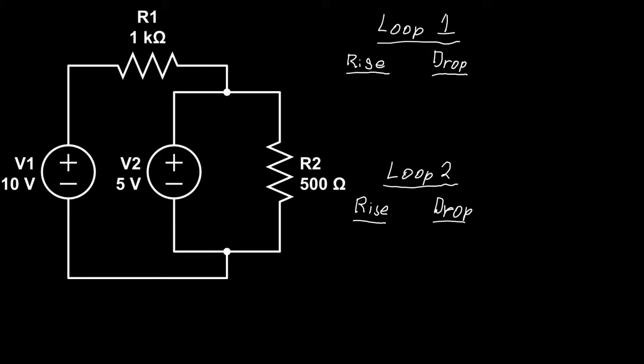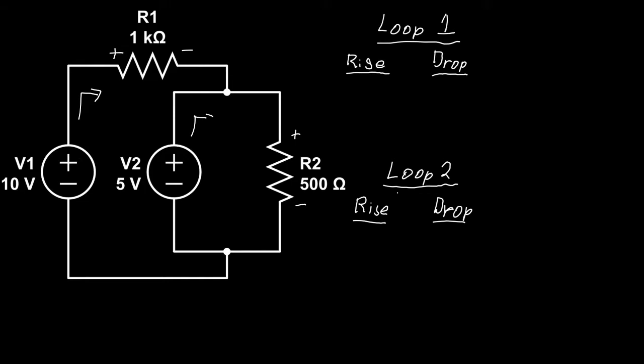Let's jump into the deep end a little. Here we have a 10 volt source in series with a 1 kilo ohm resistor, which is in series with a parallel combination of a 5 volt source and a 500 ohm resistor. I'm going to assume the following signs for R1 and R2. Here we have 2 closed loops, so let's get started.